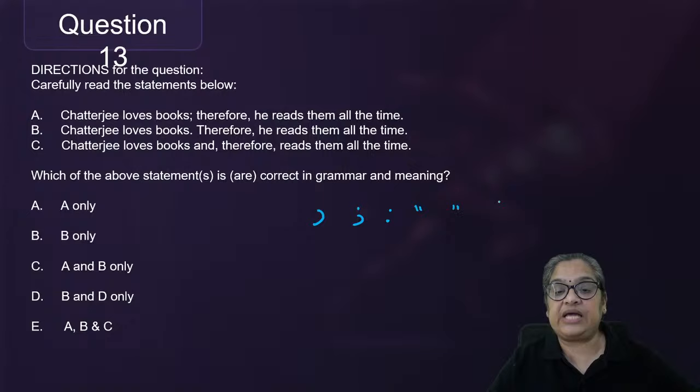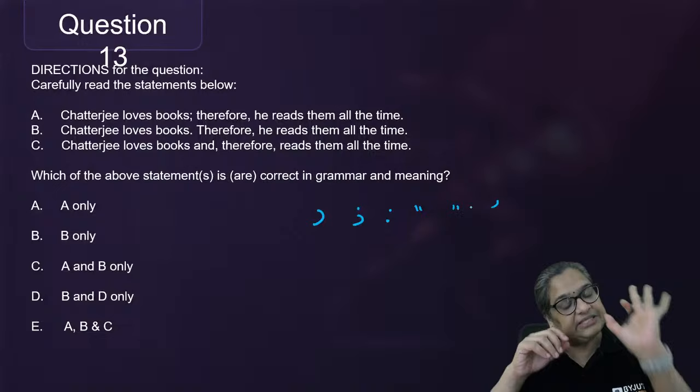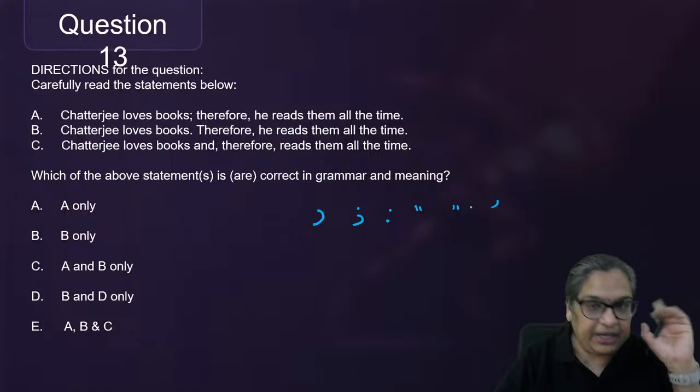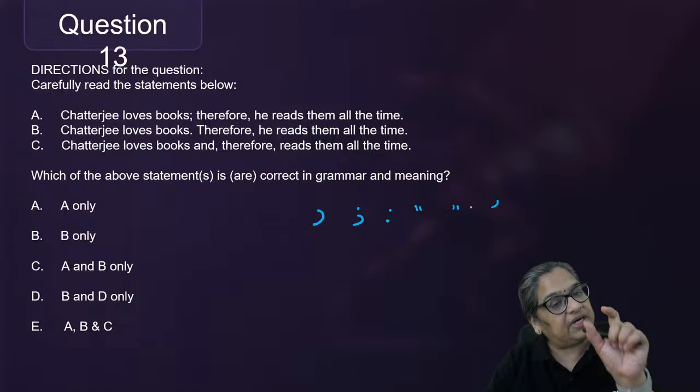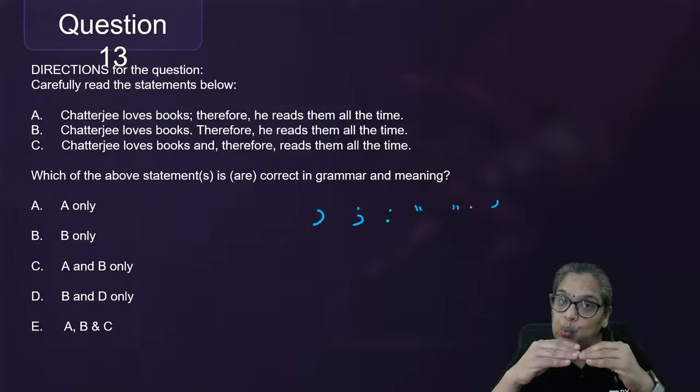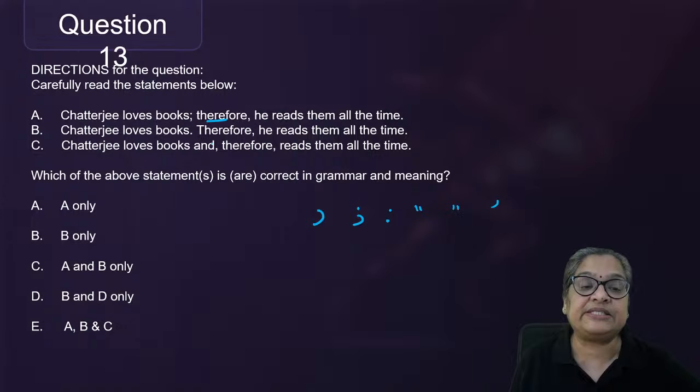All right. When you join a main clause, a part of the sentence that can stand alone without anything else to complete its meaning, that's called the main clause. When you are joining a main clause with another clause which gives the reason for the action, you need a conjunction, a word which joins the two. But when you are joining 2 main clauses, you use certain conjunctions. Now remember, therefore is not a conjunction, therefore is an adverb.